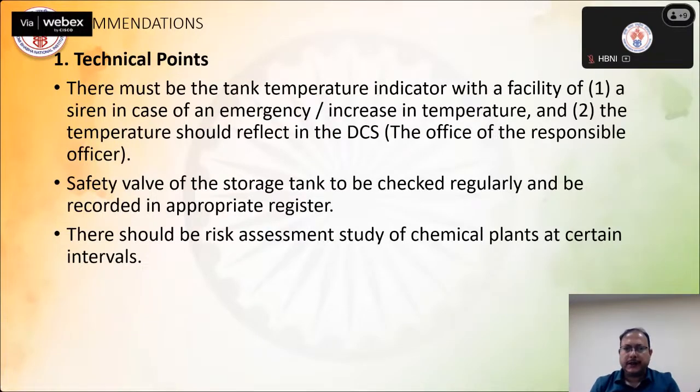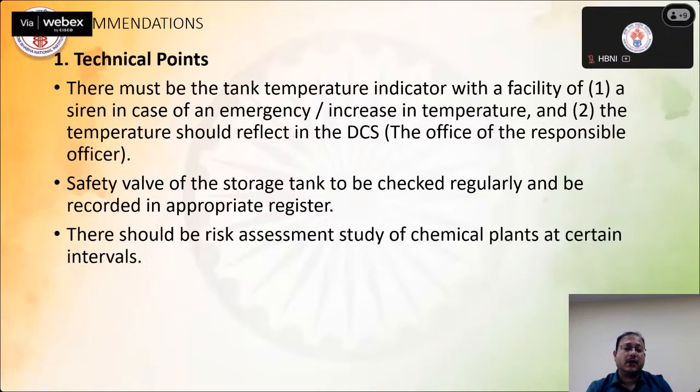Recommendations in that case: on this note, technical points should be taken care of. There must be a tank temperature indicator with a siren in case of emergency and or increase in temperature. Second, the temperature should reflect in the DCS, in the office of the responsible officer. So this was not found in the technical point recommendation. Third, the safety valve of the storage tank is to be checked regularly and recorded in an appropriate register.